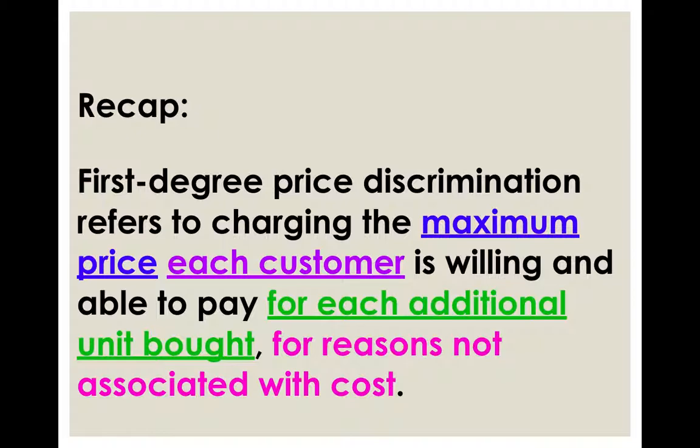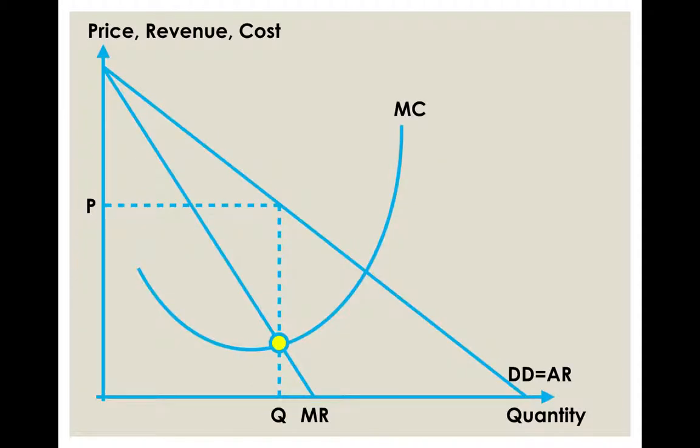So actually, first degree price discrimination is a very unrealistic, highly theoretical model because it requires the firm to have perfect information about the maximum price that each customer is willing and able to pay, which in reality, most firms do not have. Okay, but regardless, let's look at how we illustrate first degree price discrimination in a diagram.